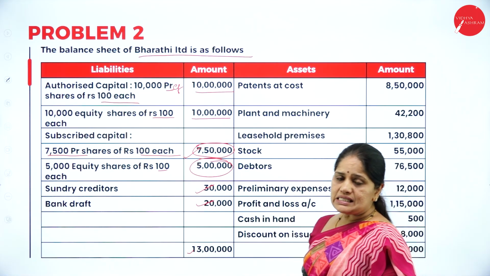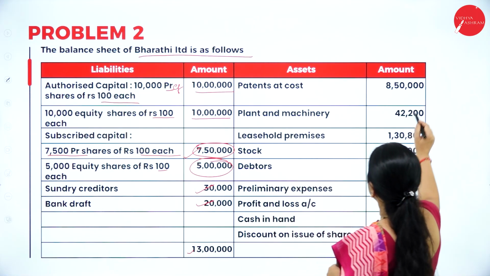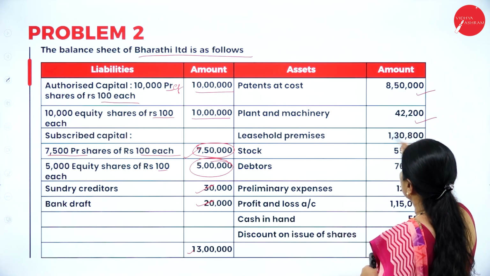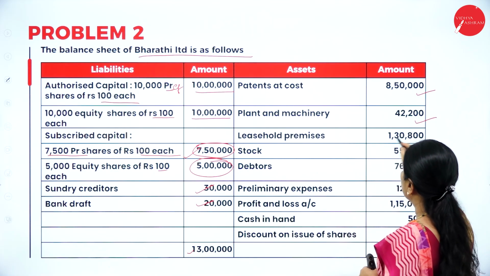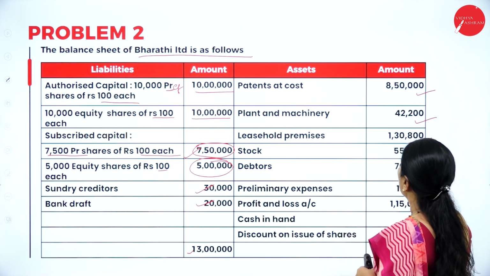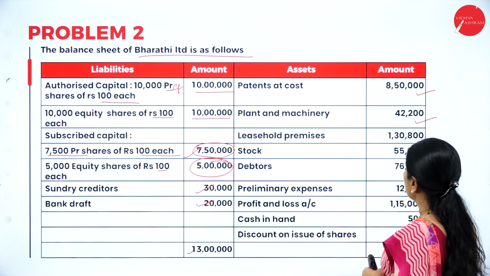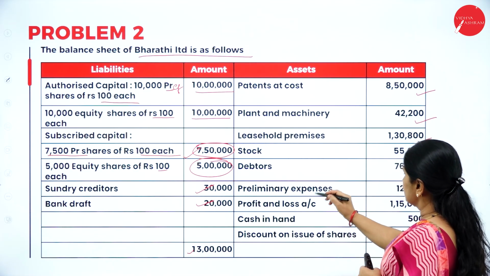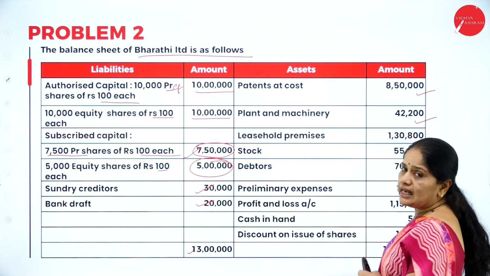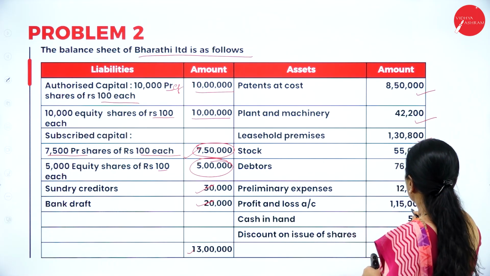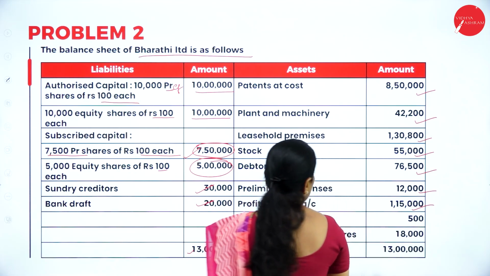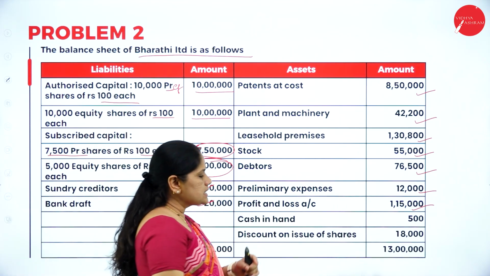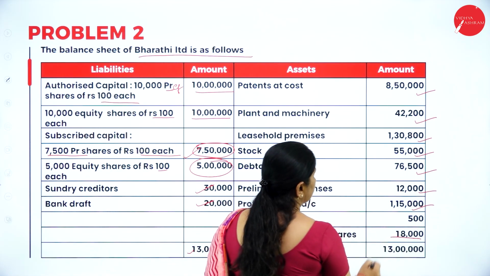Now in the asset side, we have the patents at cost 8 lakhs 50,000, plant and machinery 42,200, leasehold premises 1 lakh 30,800, stock 55,000, debtors 76,500, preliminary expenses 12,000, profit and loss account 1 lakh 50,000, cash in hand 500, discount on issue of shares 18,000.